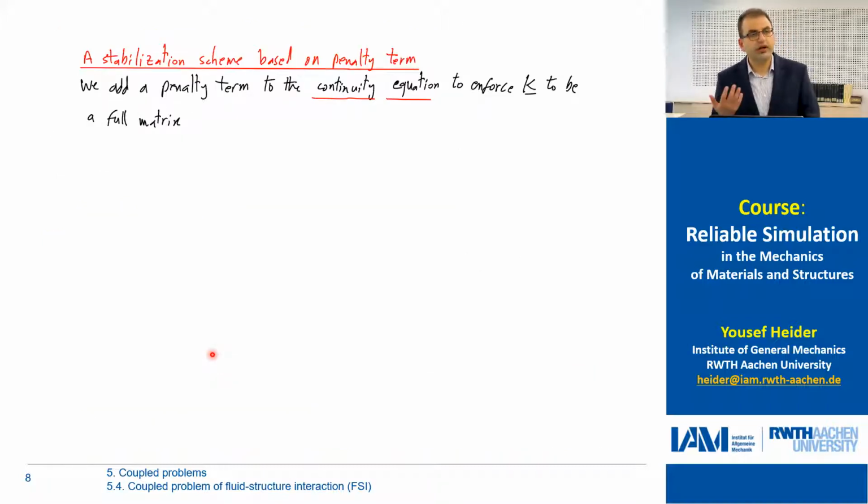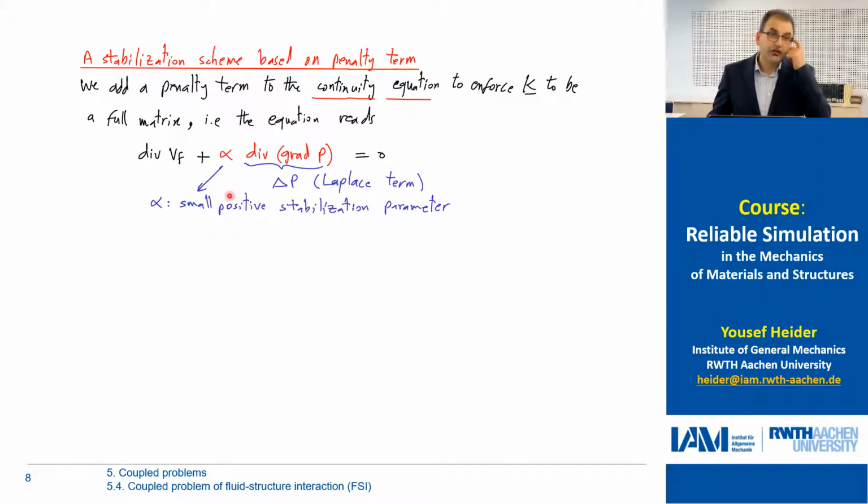One of the ways to get rid of this zero on the diagonal term of our stiffness matrix is to apply a stabilization scheme which is based on a penalty term. In this case, we add a penalty term to the continuity equation, or to the mass balance or volume balance, to enforce the stiffness matrix to be a full matrix.